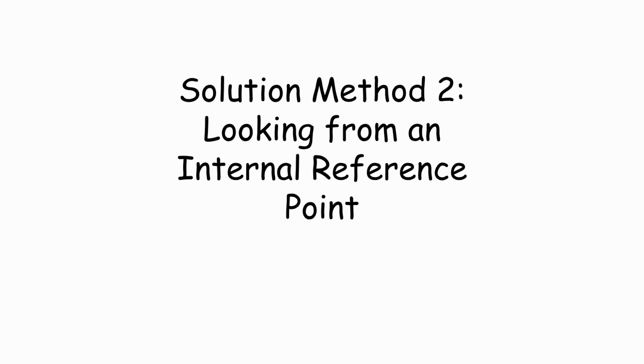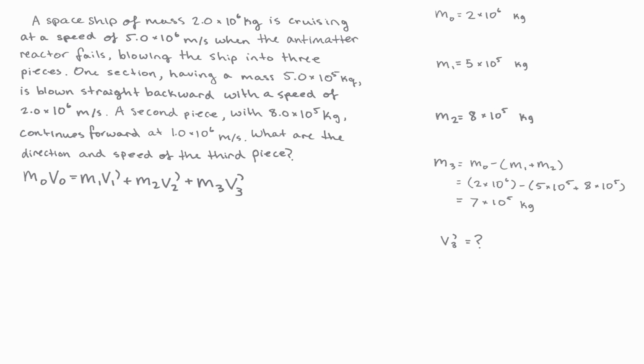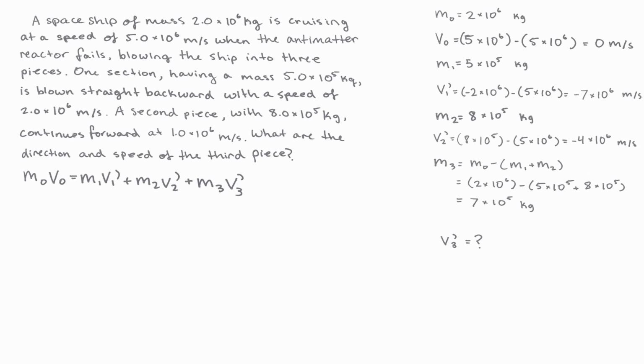Okay, so for solution method 2, we're going to be looking for an internal reference point. This question will be set up in almost the same way as the first method, except that the velocity of each piece is going to be different. The initial velocity is going to be 0, because if we're using an internal reference point, it's almost as if the ship is not moving relative to your reference point. And for each of the velocities after it explodes, you have to subtract the velocity that the spaceship was going at.